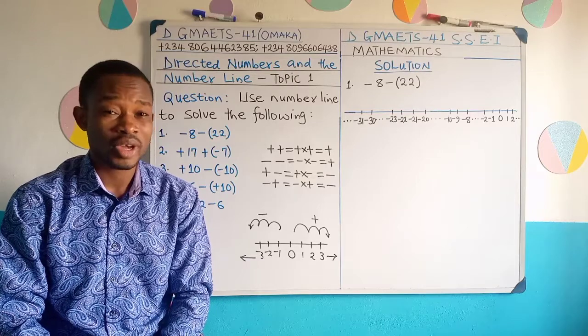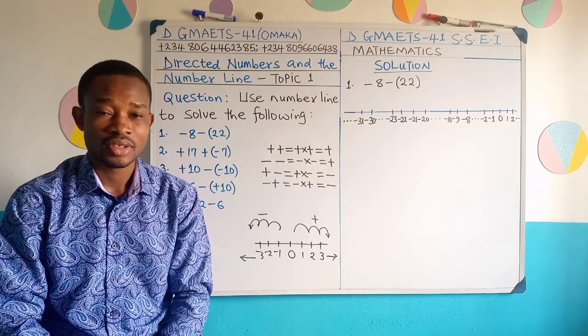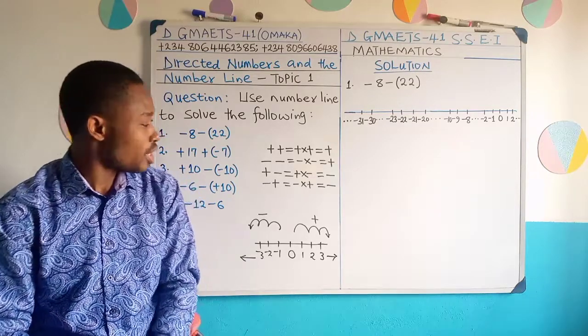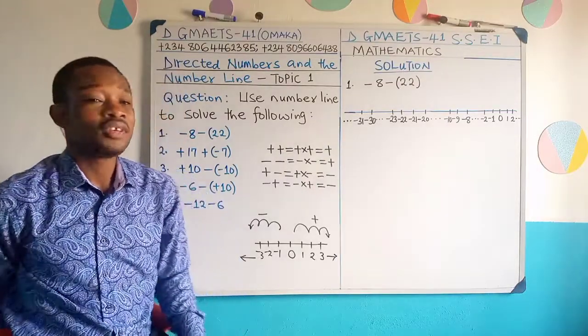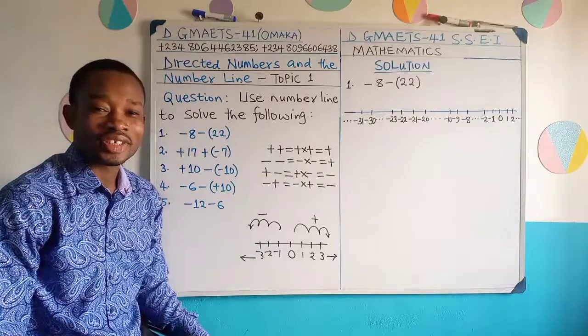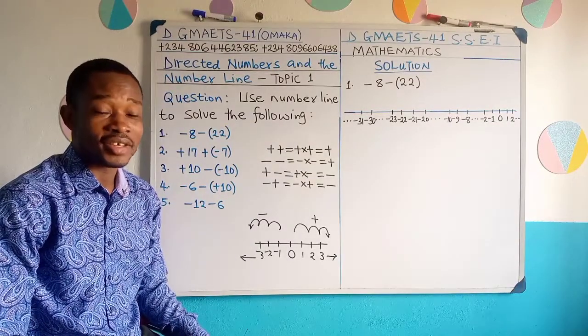Now, we're going to pick questions and solve using this number line. On the board here, we have 5 questions. And these questions, we are going to solve them one after the other. Are you ready? Let us see how it goes.